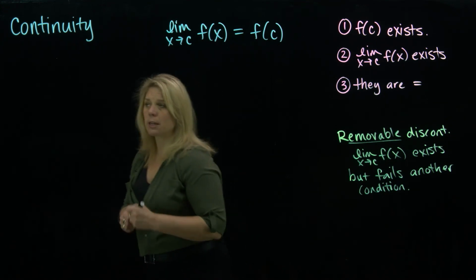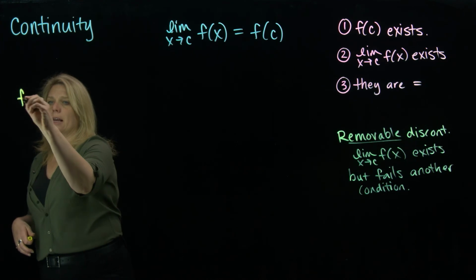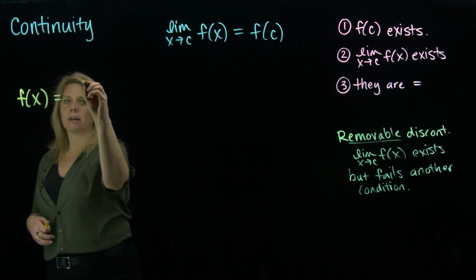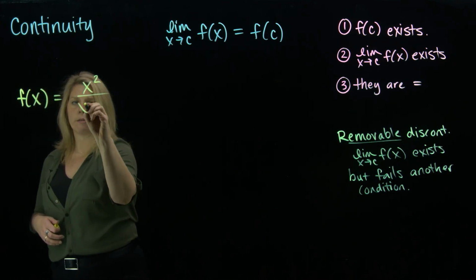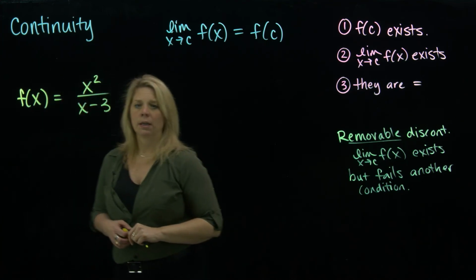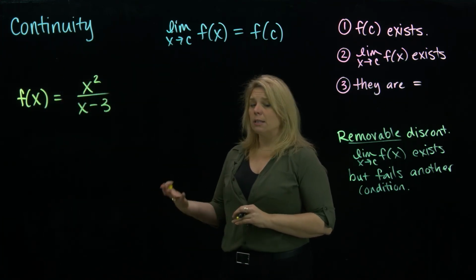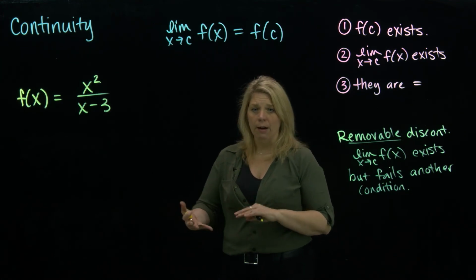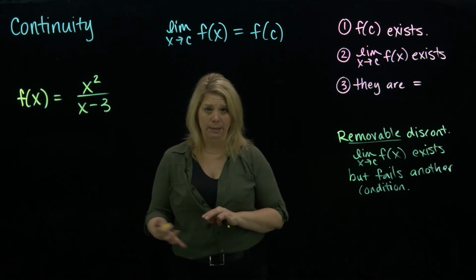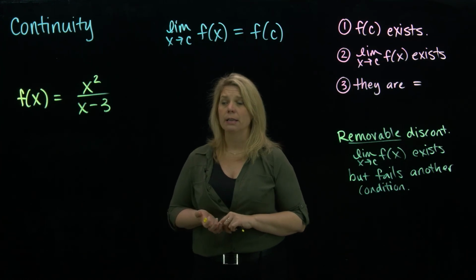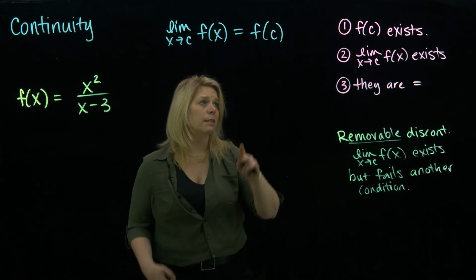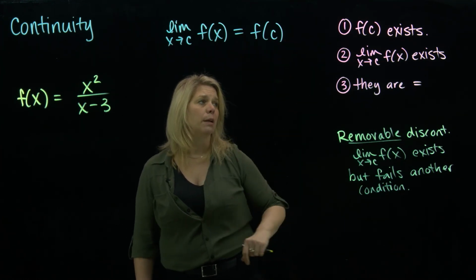All right, so the first equation that we're going to look at is f of x equals x squared over x minus 3. Okay, so when I look at this function and I'm thinking about where this function is continuous, or the other side of that question, where does it fail to be continuous, where does it have discontinuities, I would start looking for reasons where one of these things might fail to happen.